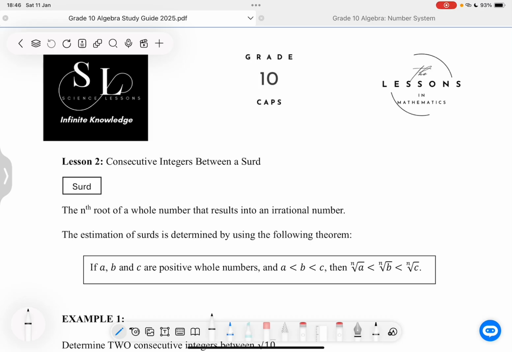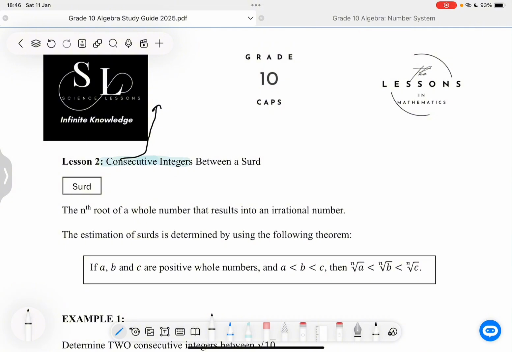Lesson 2 on the topic of algebra focuses on consecutive integers between a set. Now, let me break down what this sentence means. If we look at the word consecutive, it means quantities that follow each other. Then the phrase consecutive integers would mean that we have integers that follow each other in an ascending order, meaning from smallest to the largest.